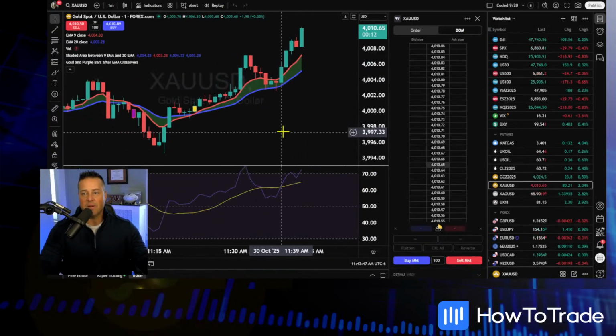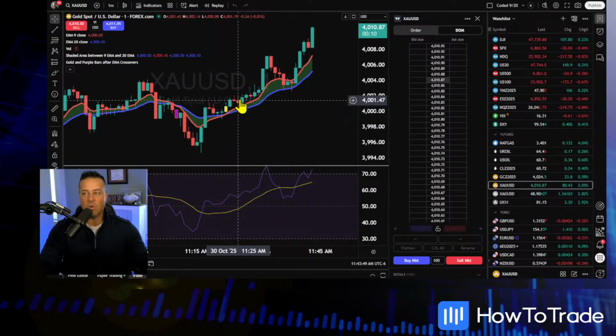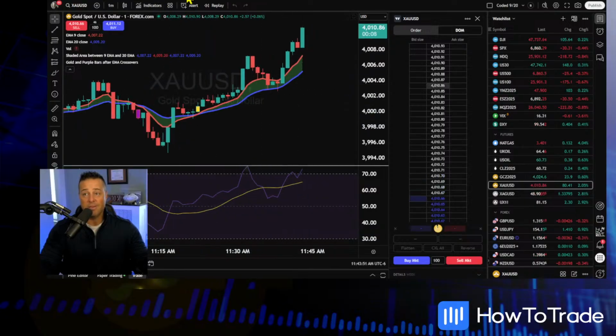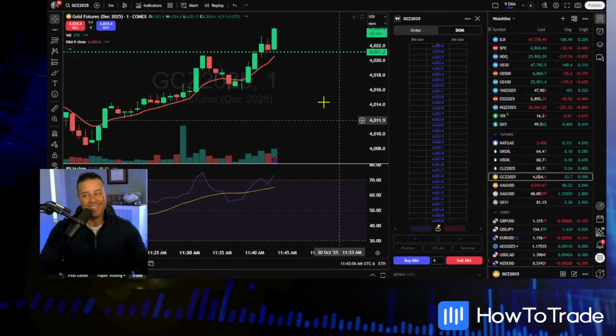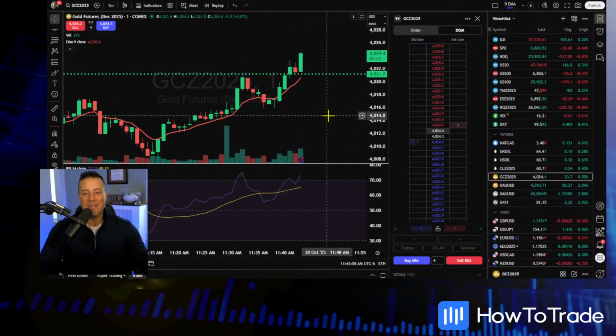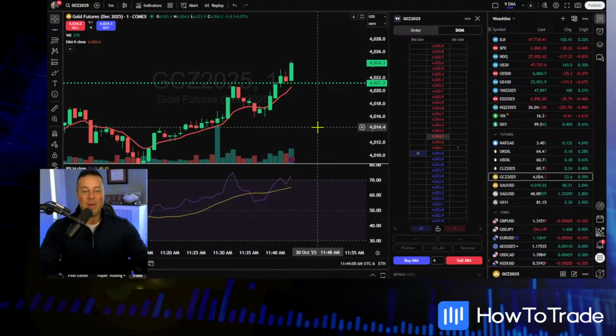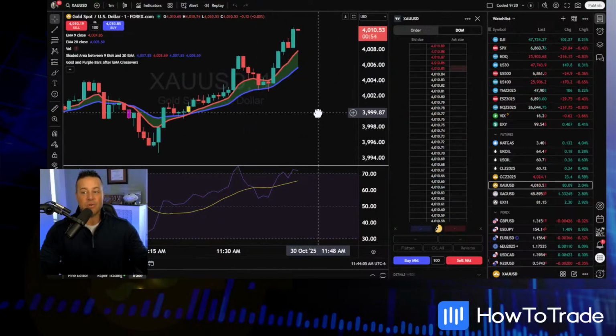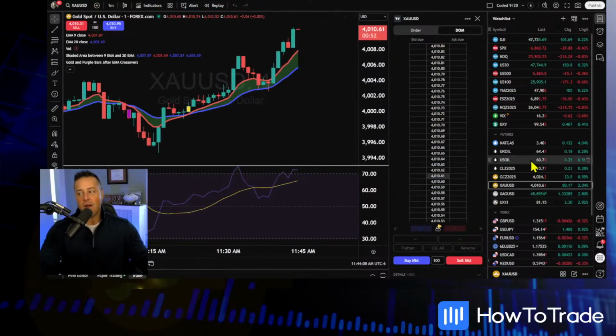You see back there, fantastic play right there in gold one minute ago. I mean, look, getting out of that trade really saved our bacon. Believe me, take it from somebody who knows: when your stop loss gets hit and you're scalping, get out. Don't walk out of the trade. Run out of the trade. All right, let's go right here.